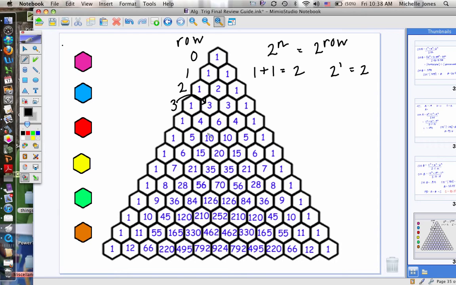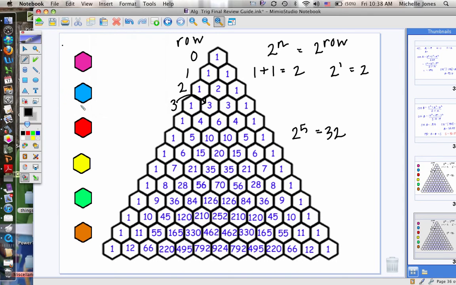1 plus 5 is 6, plus 10 is 16, plus 10 is 26, plus 5 is 31, plus 1 is 32. Well, what's 2 to the 5th power? 32. So that would be what's meant by the sum of the rows.